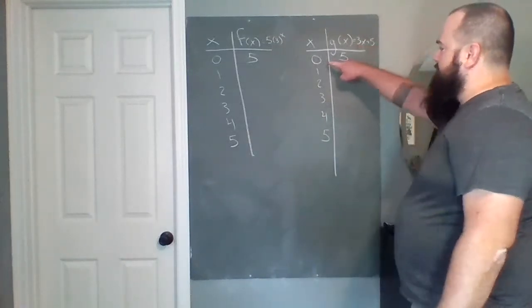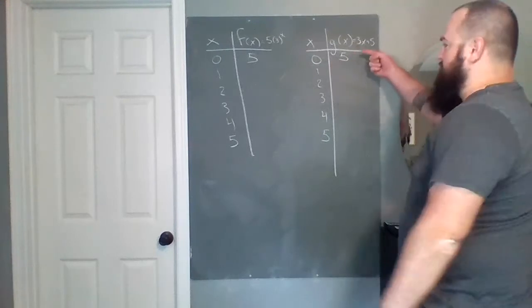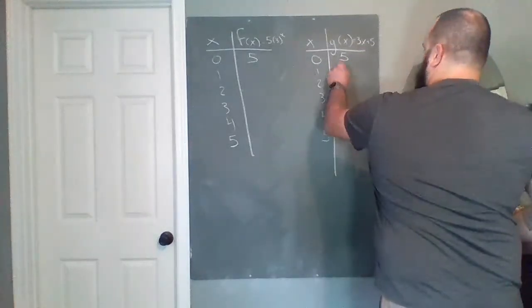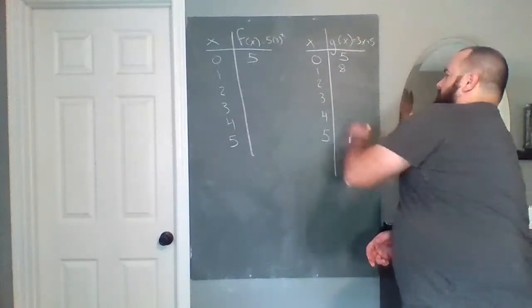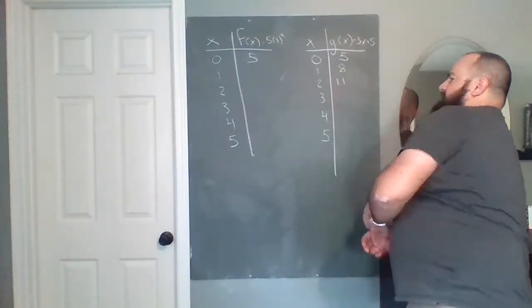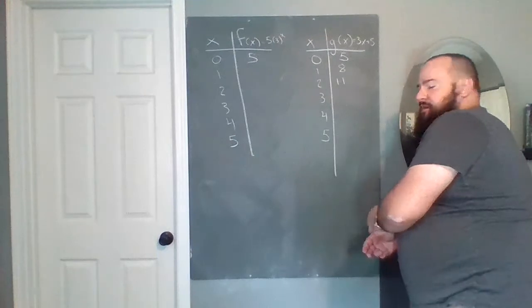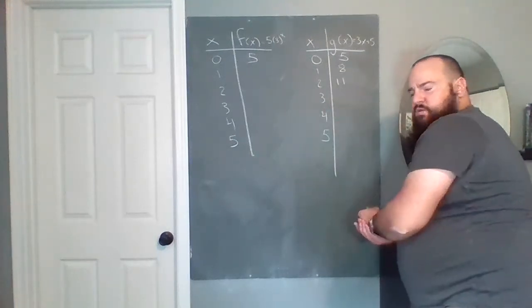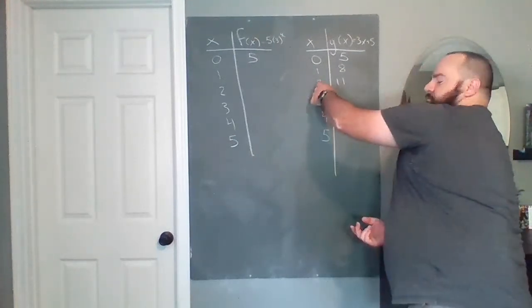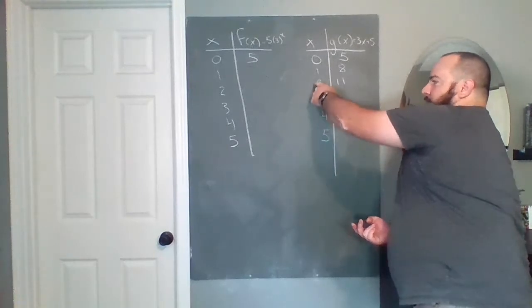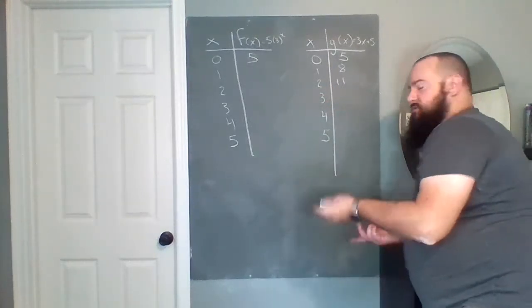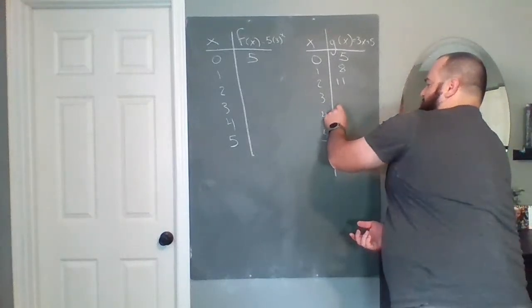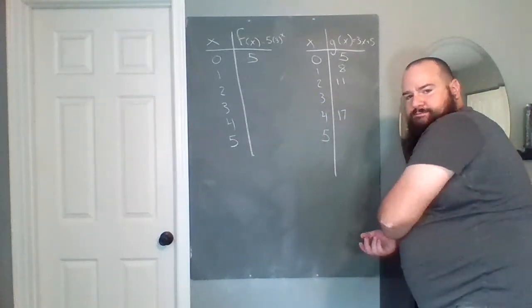So x went up from 0 to 1, so we add 3. So we go from 5 to 8. From 1 to 2 goes up 1, so we add 3. So we go to 11. Now what if I wanted to skip 3? What if I go to 4? Well, it means that going from 2 to 4, I didn't go up 1, I went up 2. Which means I need to add 3 twice, and adding 3 twice is just adding 6, so we get 17.